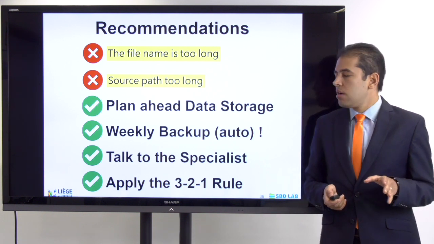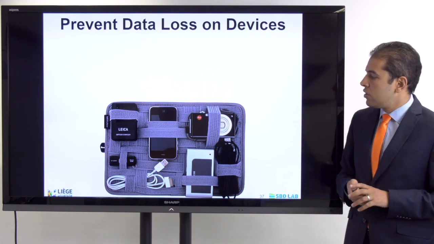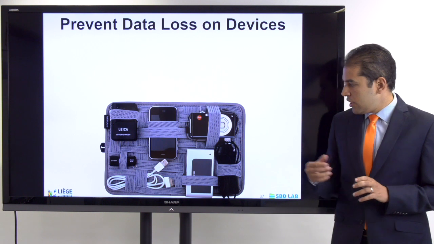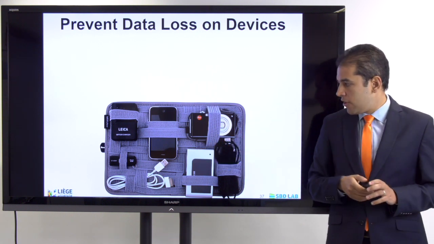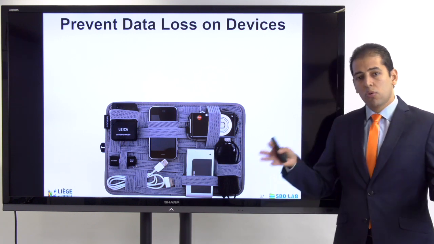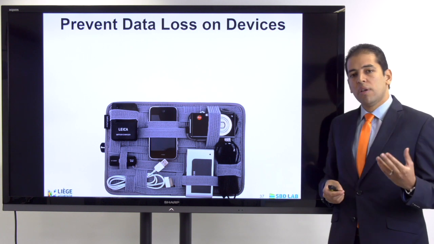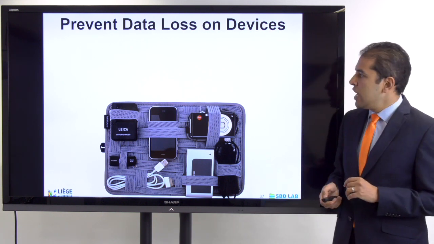When do we lose data? Most of the time when we are traveling. Prevent data loss on your devices. Now when you are traveling, you will have your smartphone, your camera, your external hard disk, your USB key, and most probably your laptop. These are all sources of risk. You are traveling, you are distracted, you are on vacation, on holiday, on a business trip, whatever.